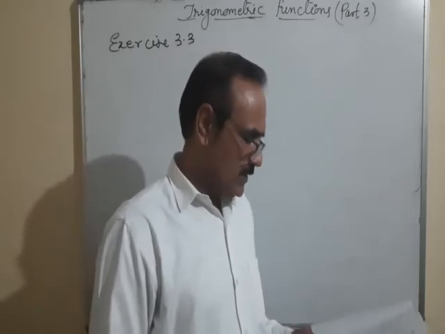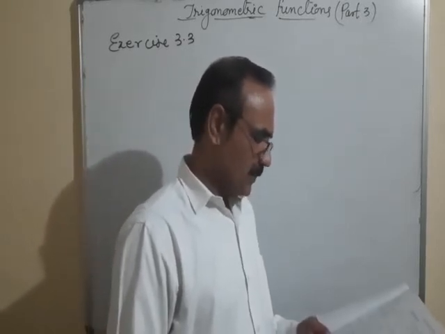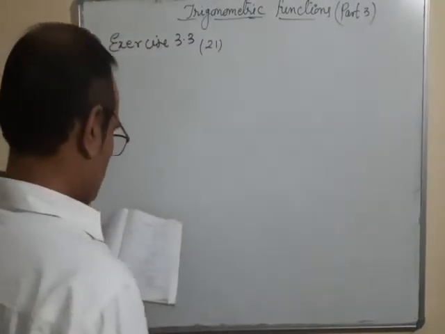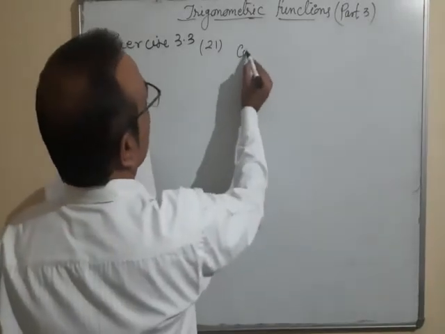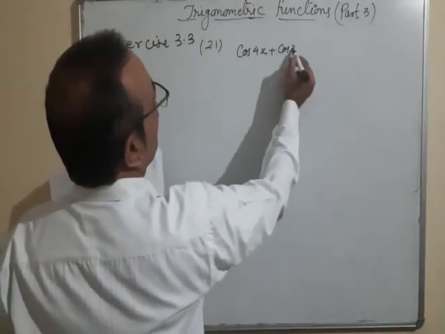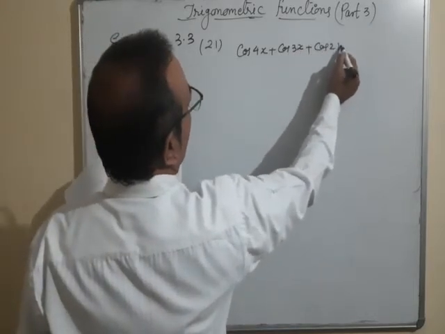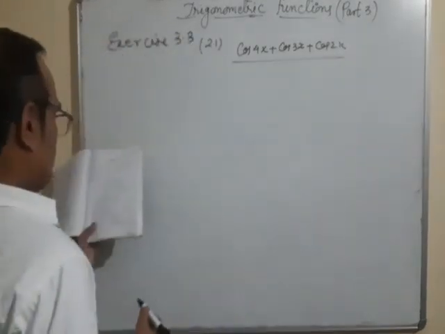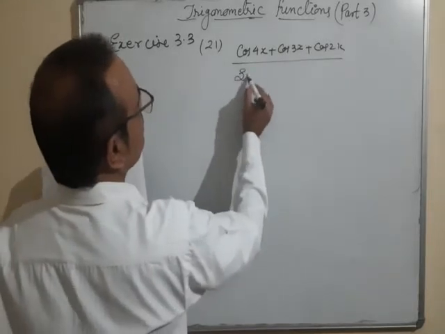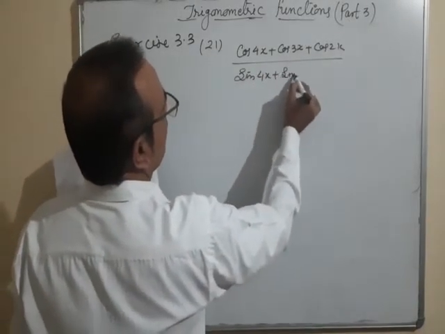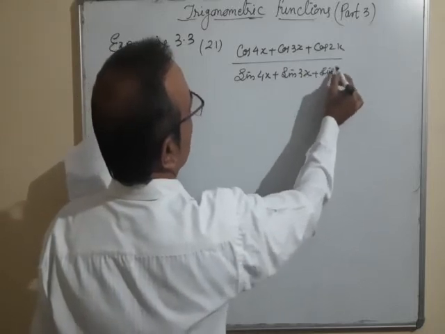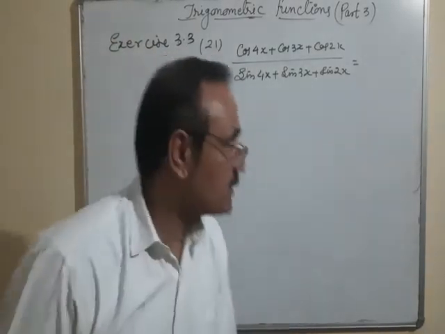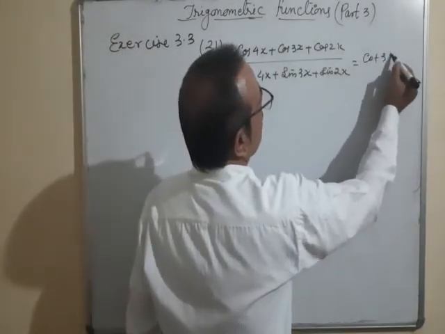Now, same type of questions there. I am taking question number 21: (cos 4x + cos 3x + cos 2x) / (sin 4x + sin 3x + sin 2x) = cot 3x.